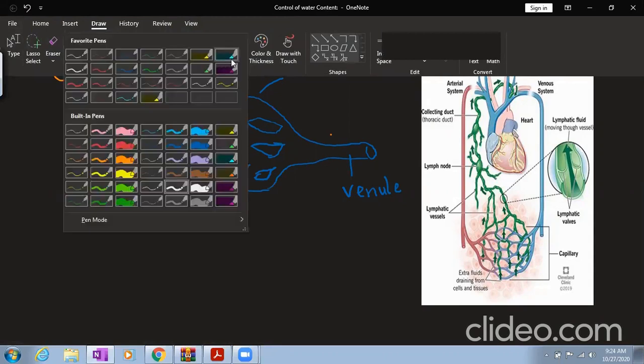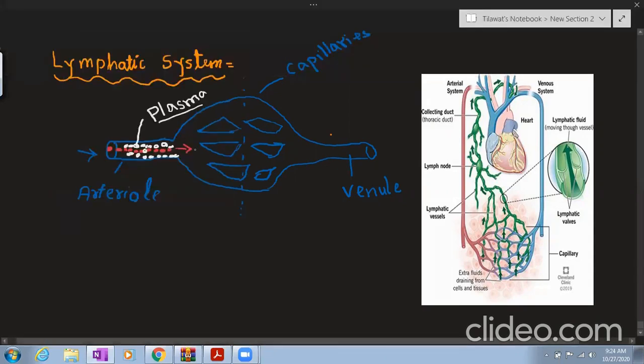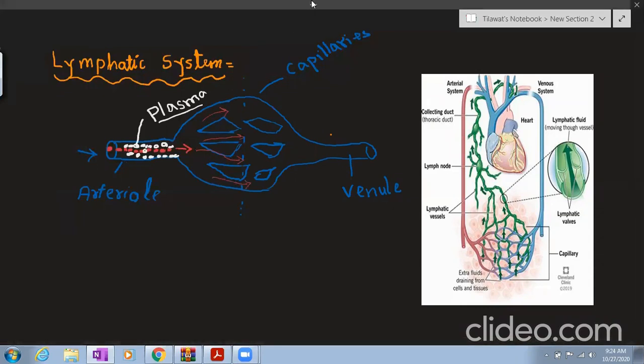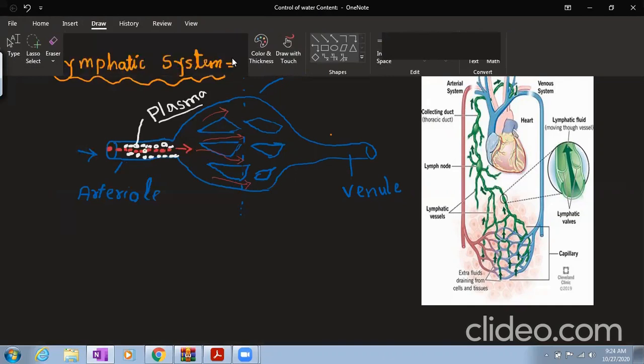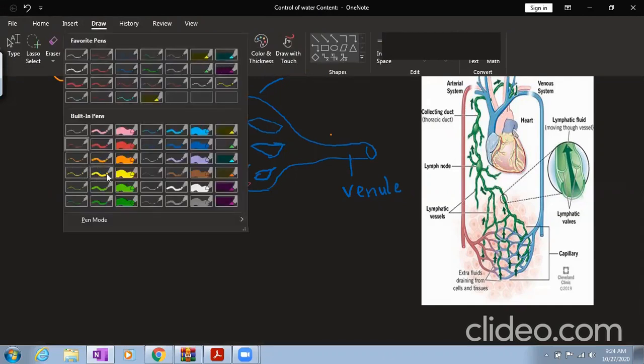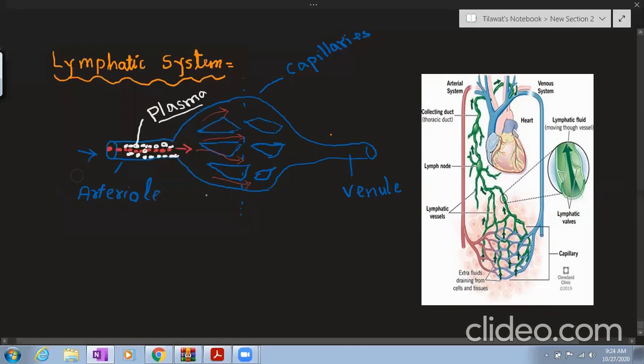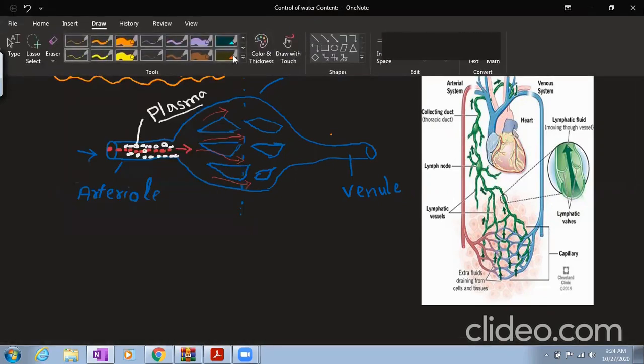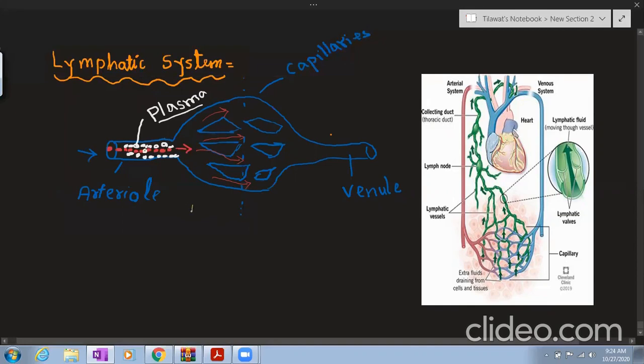Now, if you see here, this blood has to pass through these capillaries, right? And when it is passing through these capillaries, outside are your body cells. These are your cells. These are your tissue cells, right?